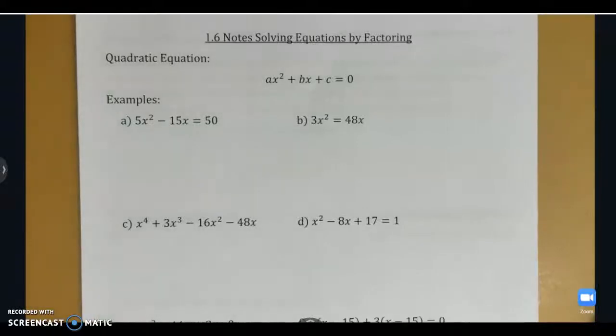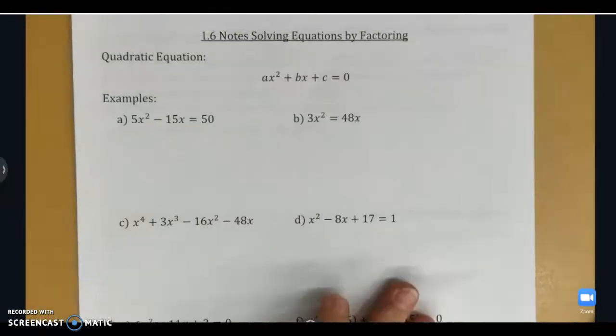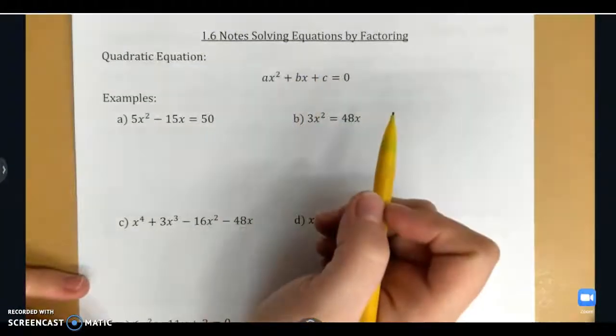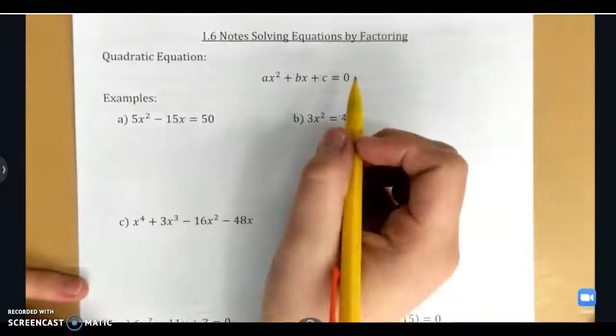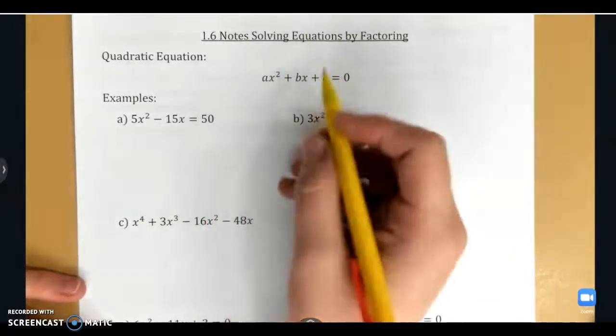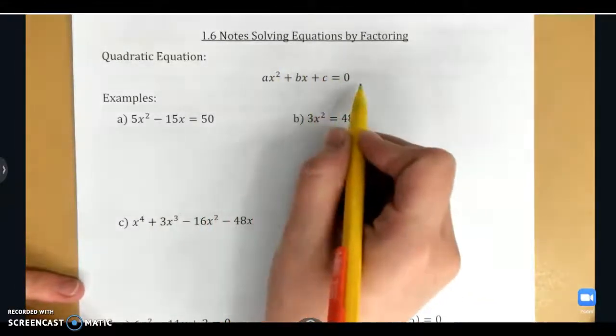These are our notes on solving equations by factoring. So we are going to be, again, honing in on those factoring skills and then just taking it one step further to solve the equations that we're factoring. So the first thing when we are going to solve these equations is that we need to have them in standard form.